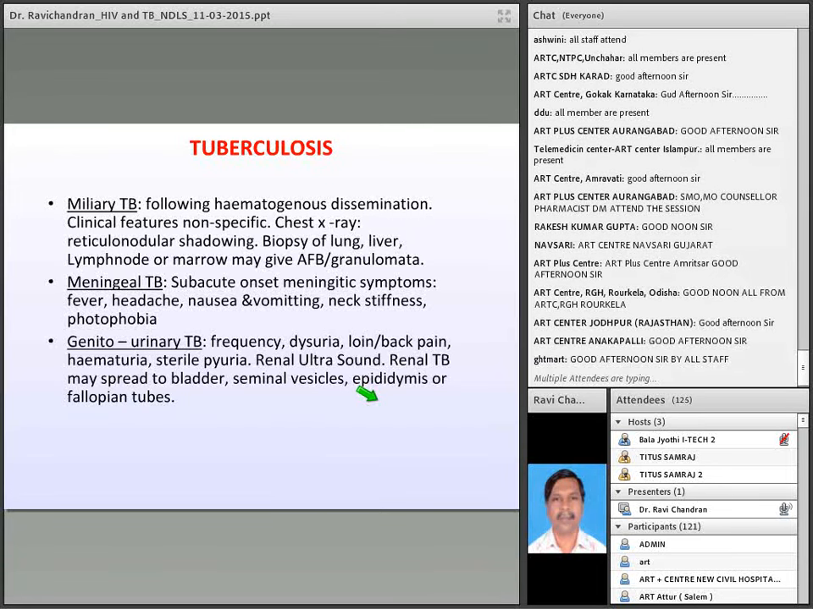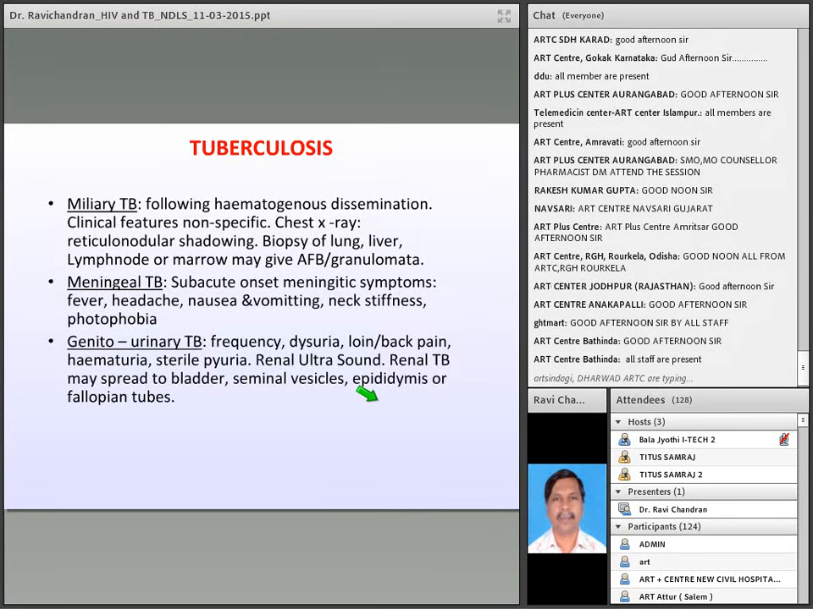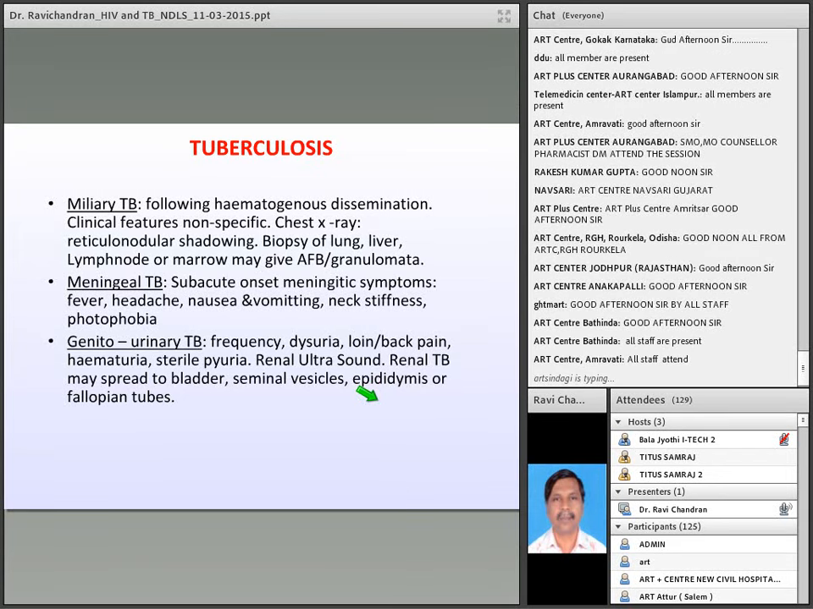See, this is the definition for miliary tuberculosis. Miliary tuberculosis follows a hematogenous dissemination. Clinical features again are non-specific. X-ray chest may show a reticulonodular shadowing, and biopsy of the lung is rarely needed to diagnose this. But biopsy is needed in extrapulmonary tuberculosis. Yes, the draining lymph node may be biopsied, or bone marrow may be aspirated in disseminated tuberculosis.